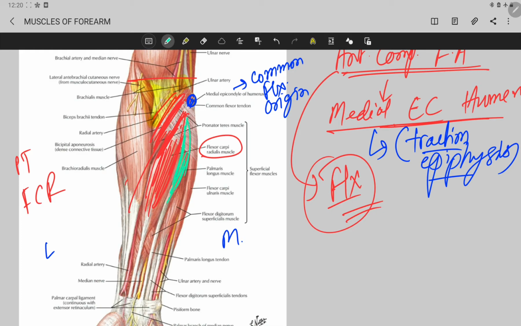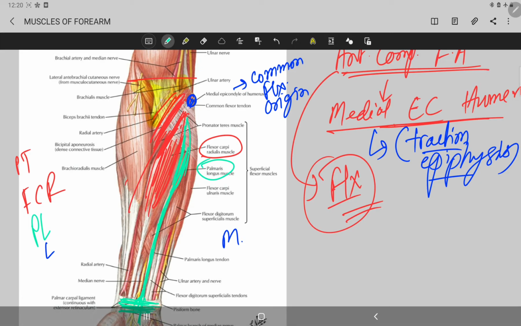Yes, this is a short belly and long tendon muscle. This is your palmaris longus. Short belly, long tendon, palmaris longus, and this palmaris longus is attached to the flexor retinaculum. Here is the flexor retinaculum, palmaris longus attached at the flexor retinaculum, and then forming the palmar aponeurosis.